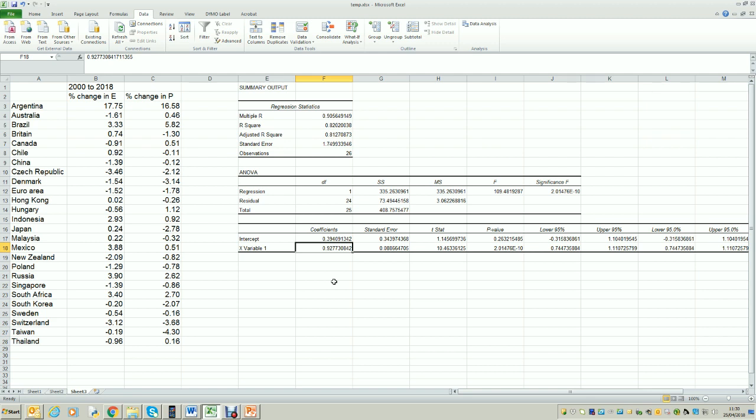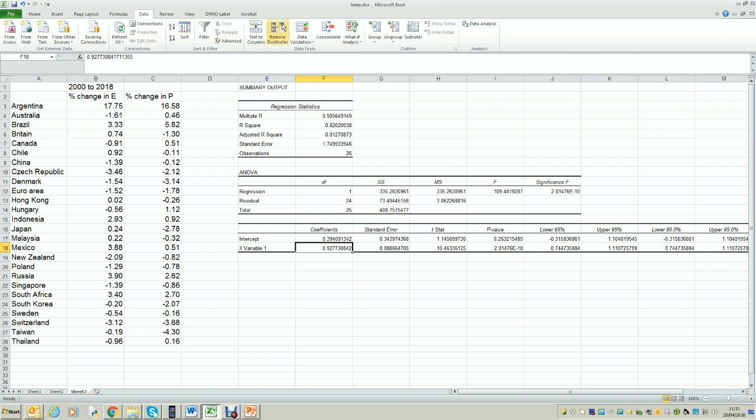However, this may be the effect of a single outlier observation. If we look at our sample, we see that the data for Argentina has much higher values for both the change in the exchange rate and the change in the price level. So an interesting question to ask is, would this result have changed significantly if we'd excluded Argentina from our sample? So again, we can investigate that by running a regression which excludes that first observation.